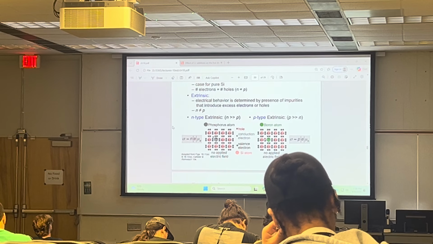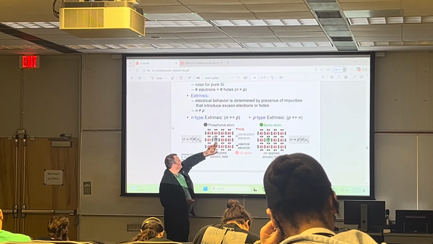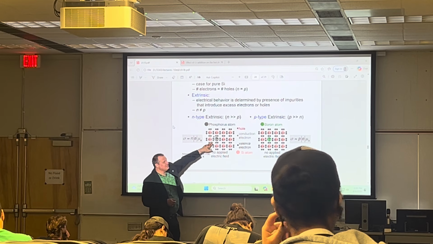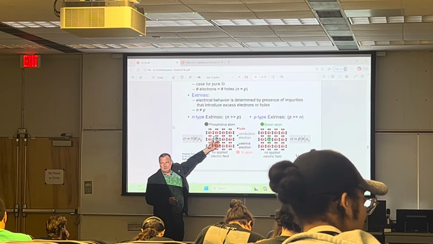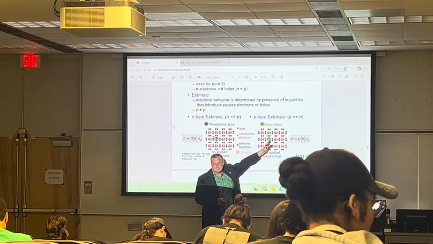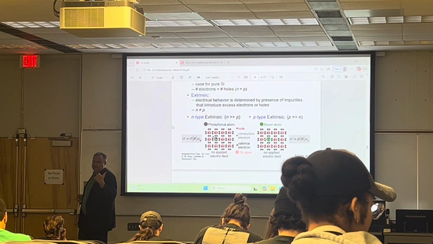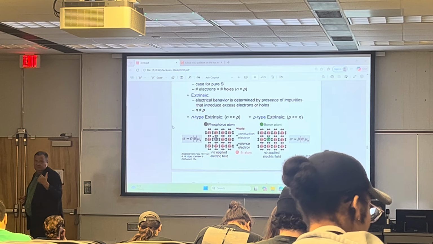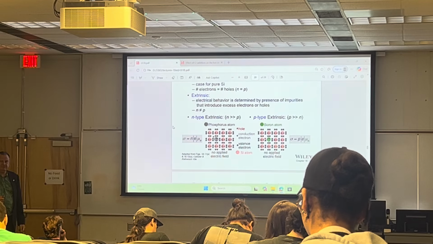Silicon is 4 plus. So here's a silicon, 4 plus, 4 plus, 4 plus. Phosphorus, 5 plus. So there's an extra electron associated with it. And for boron, it's 3 plus. So it is going to take 1 electron from the silicon, which means that it's going to contribute a hole. Does that make any sense?